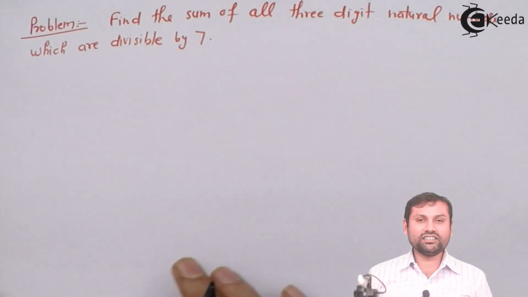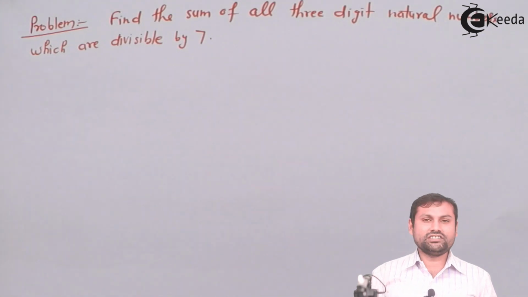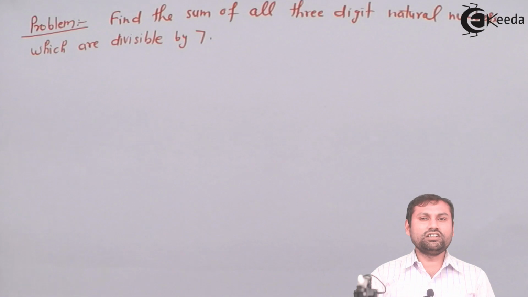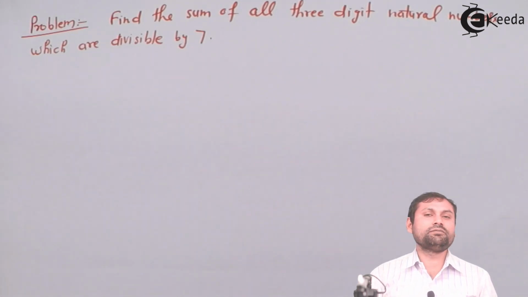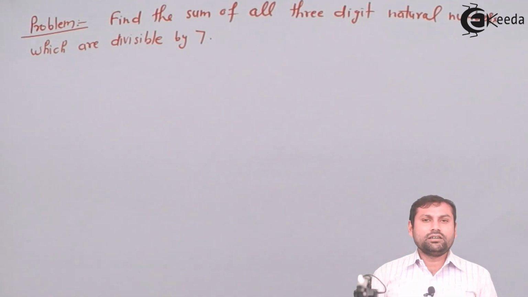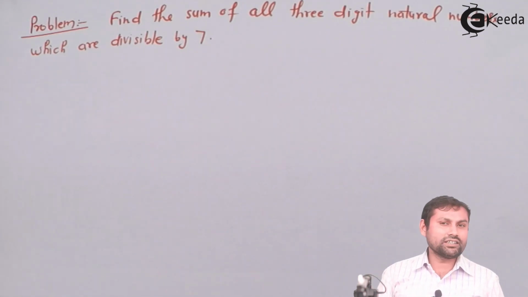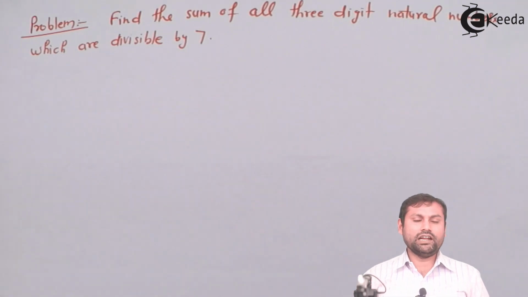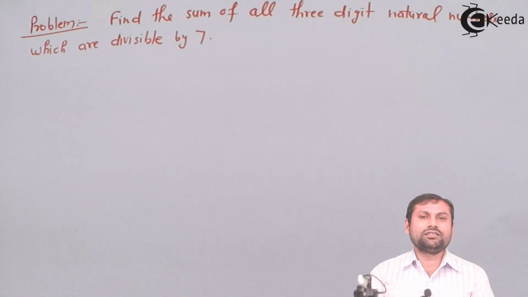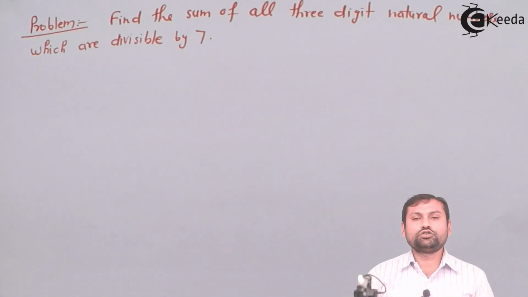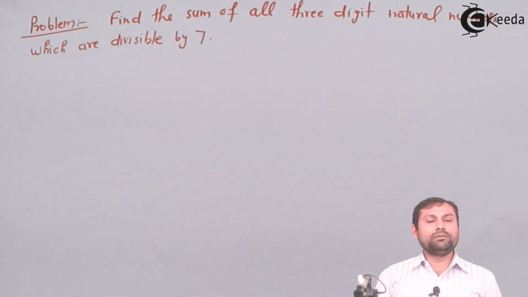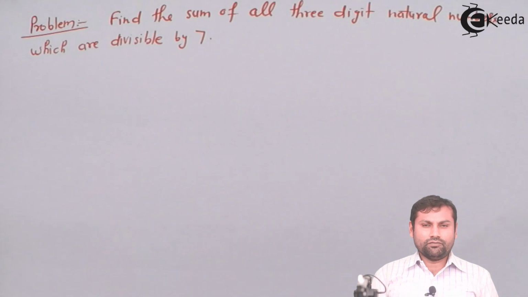So see, how do we start? First take the smallest 3-digit number which is divisible by 7. Definitely 105. Then try to find the largest 3-digit number which is divisible by 7. That is 994. So we have the first term and the last term, both.